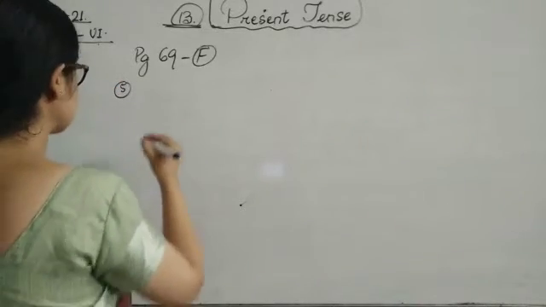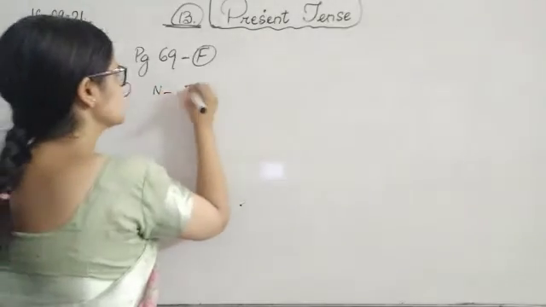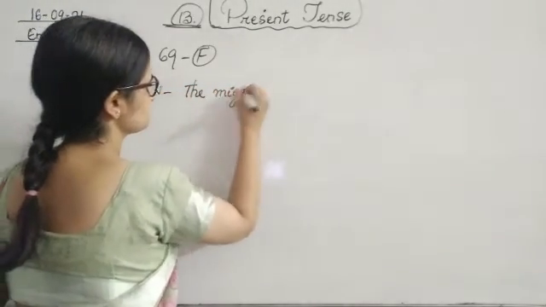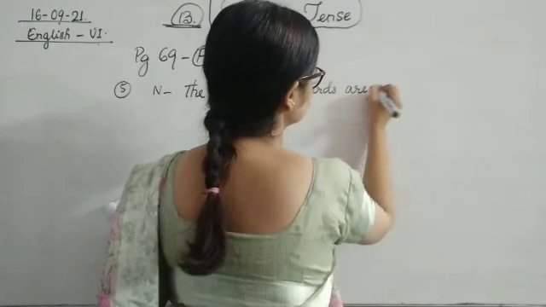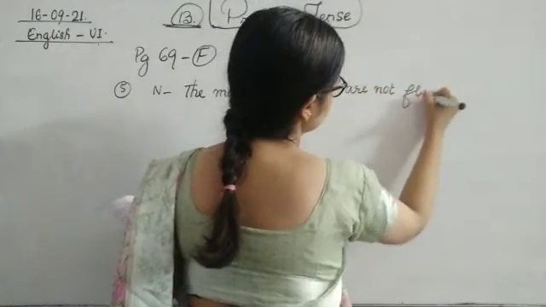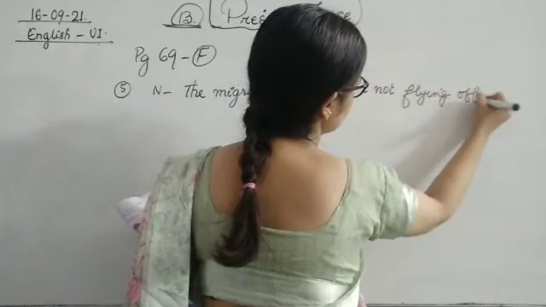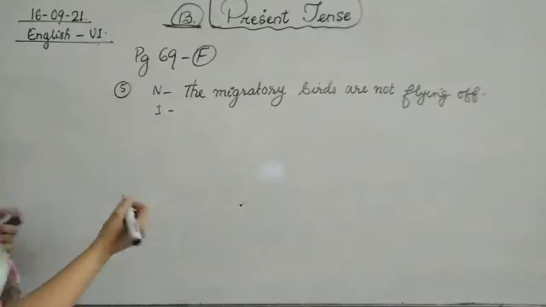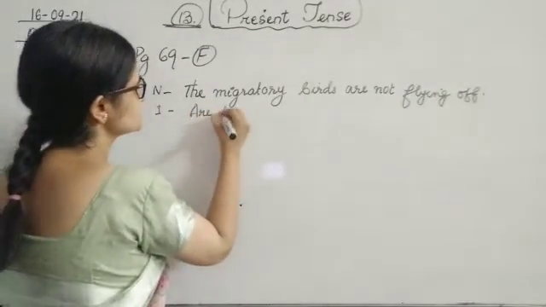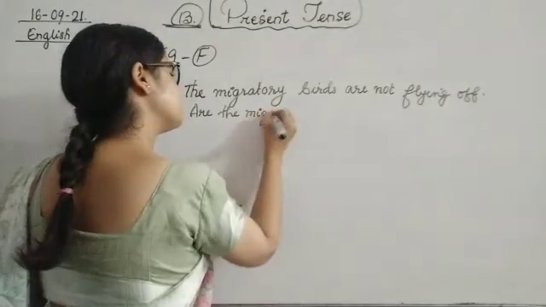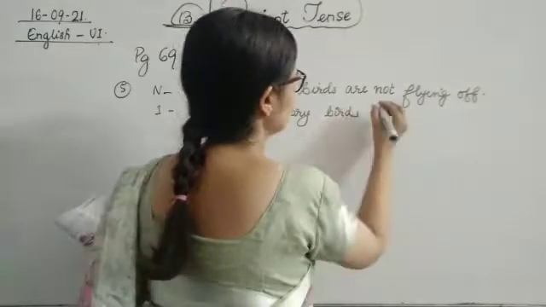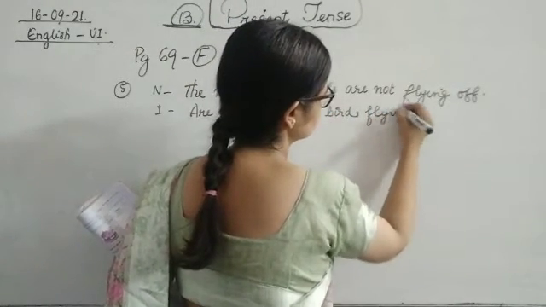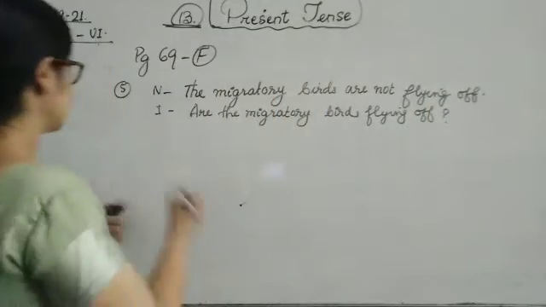The migratory birds are flying off. Negative. The migratory birds are not flying off. Interrogative. Are the migratory birds flying off? Question. Number 6.